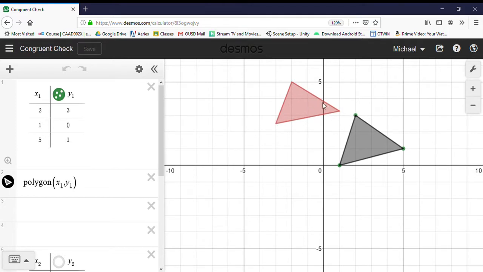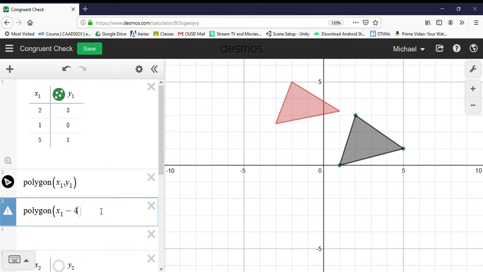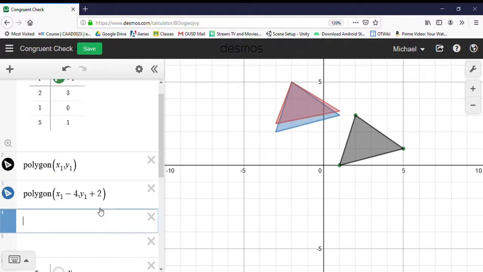Well, this looks like a translation. Looks like I'm going up 2 and backwards 4. So if I wanted to map this thing on top of that, I could type polygon, take that table and subtract 4, and with y1, we're going to add 2. And this is actually how this maps. These are pretty close, but this is not actually congruent.